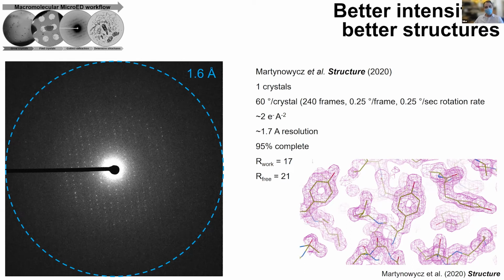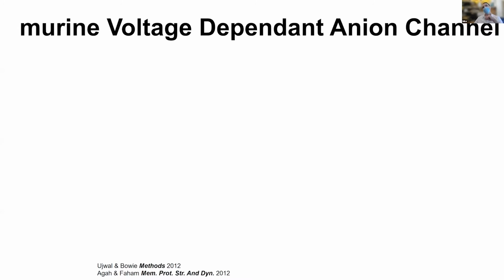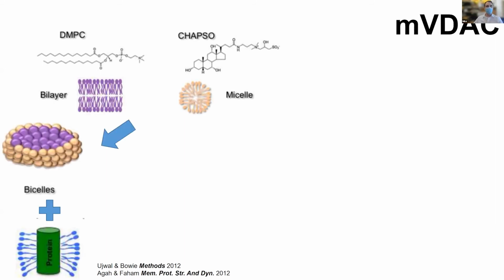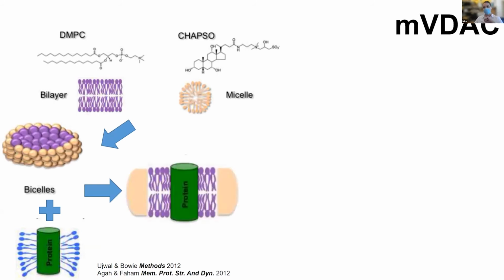But does it work for the membrane proteins we care about? So we were working on the murine voltage-dependent anion channel, or mVDAC, murine being mouse, whose crystals are grown in bicelles. This is just a fancy way of taking phospholipid and CHAPSO. You combine it with your solubilized protein to make this wonderful little protein complex.